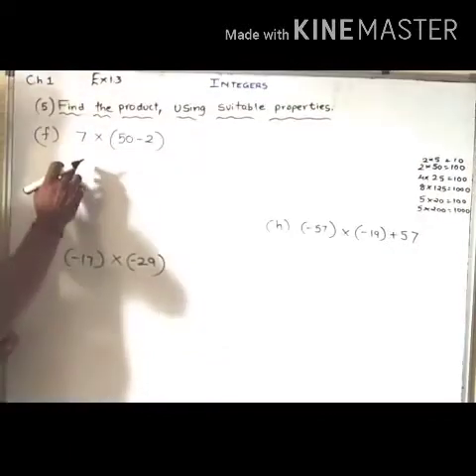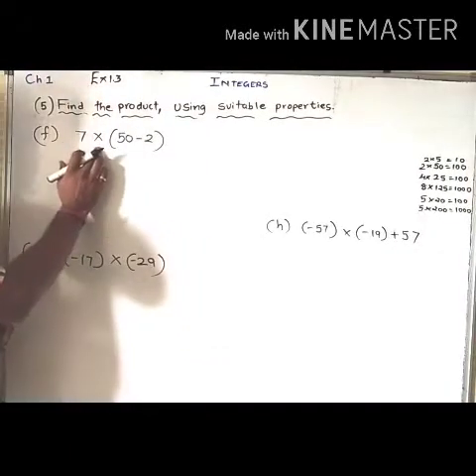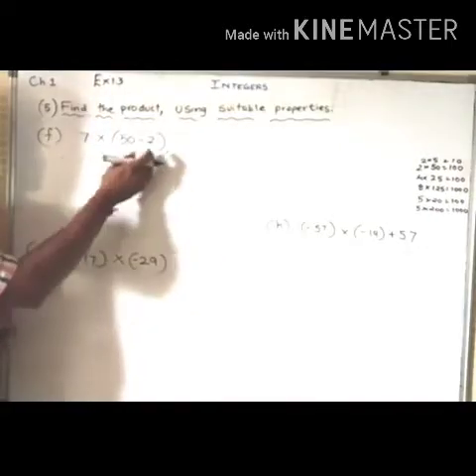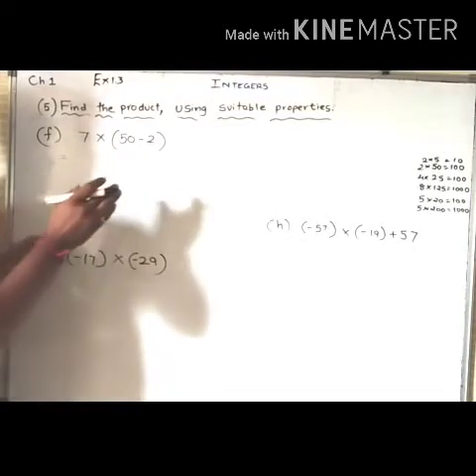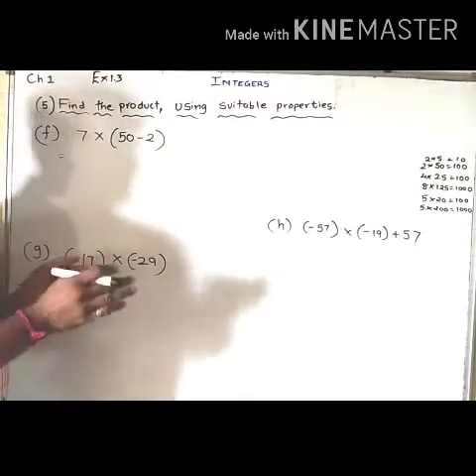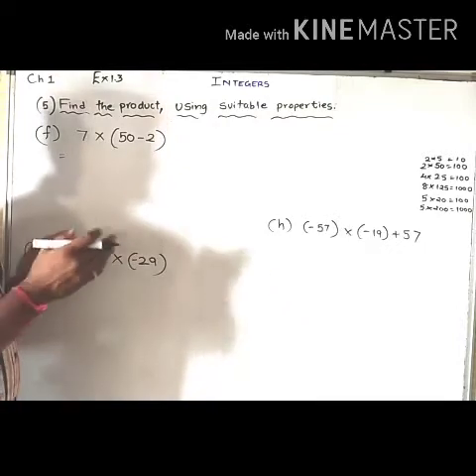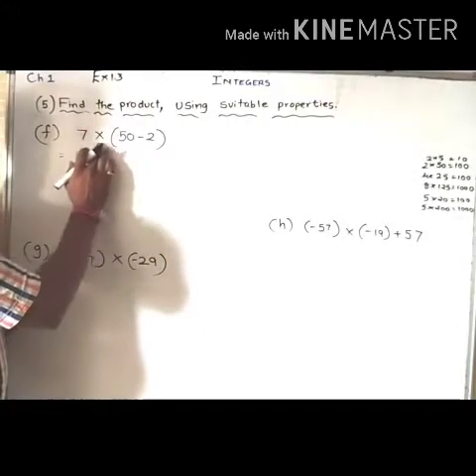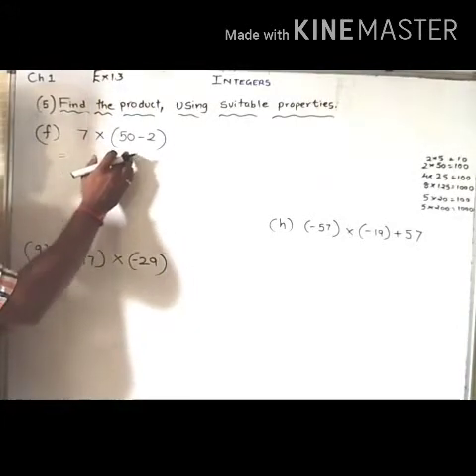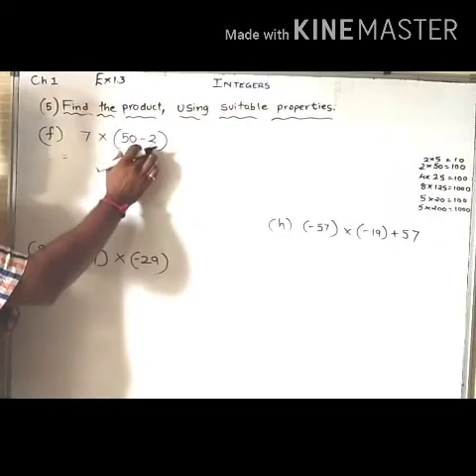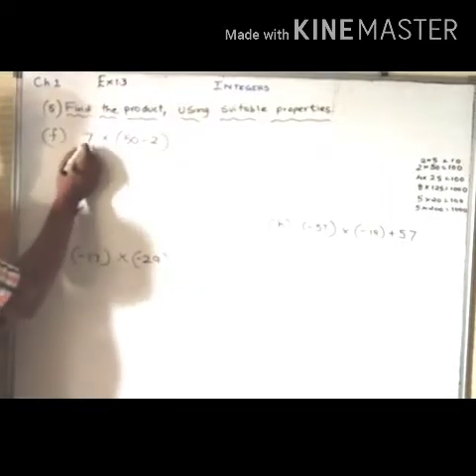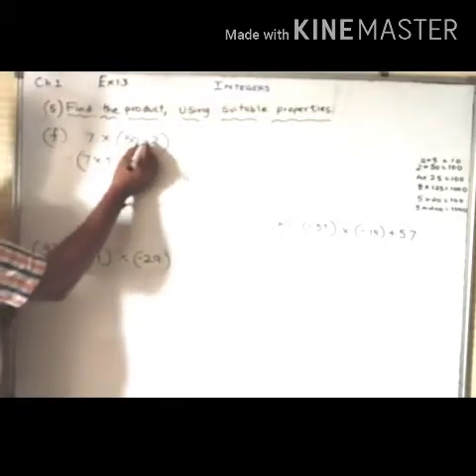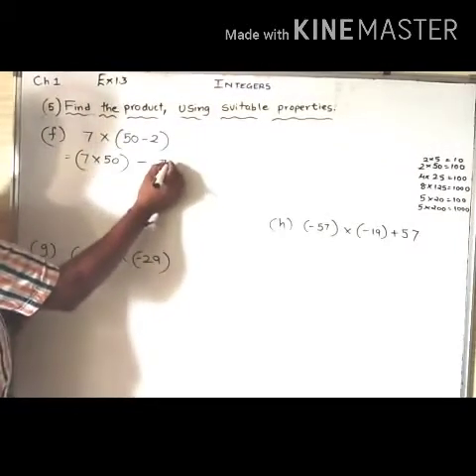Now let us see another sum. 7 multiplied by 50 minus 2. See dear student, direct multiplication we can also do after resolving the bracket, but the property which we are applying over here makes your multiplication easier so that you can easily find the product. Now it is the distributive property for multiplication over subtraction. You have to multiply this 7 with 50, negative sign, 7 multiplied by 2.